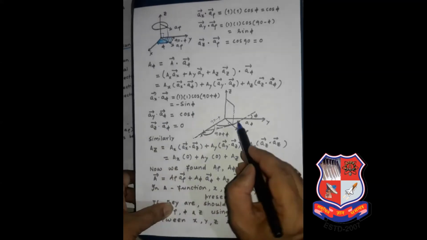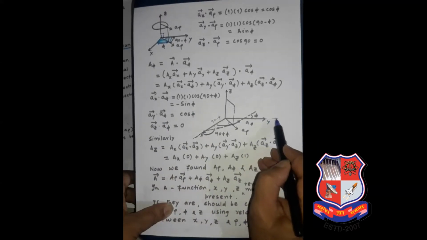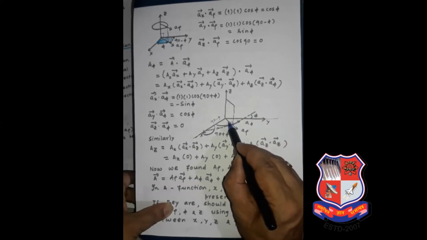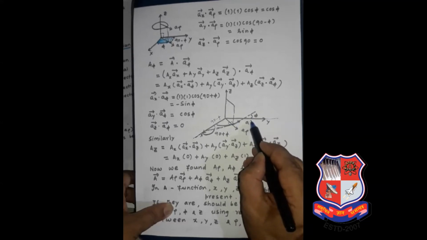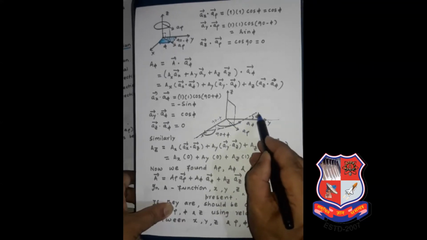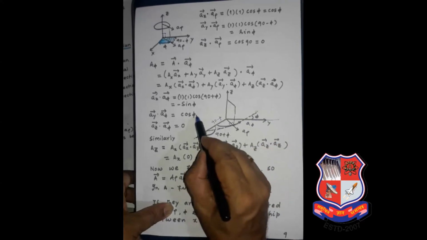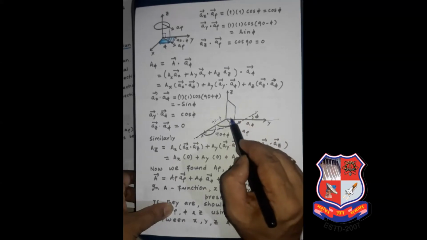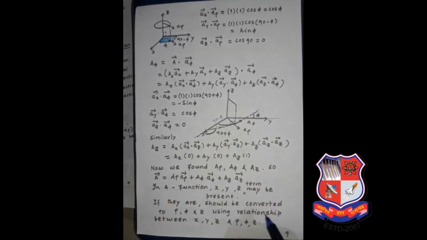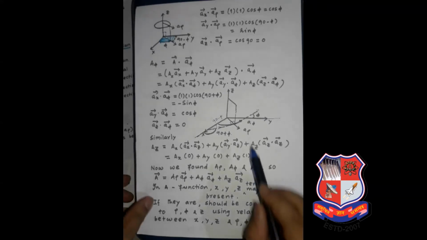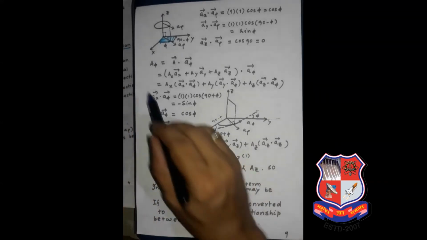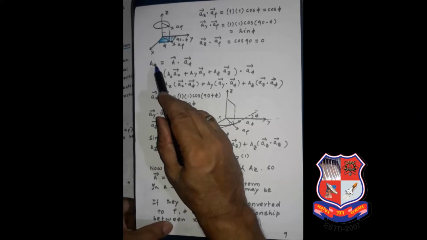Ay dot a phi: here you can see this is your y direction, this is your phi direction, and this angle is 90 degrees. This is 90 minus phi, this is phi, so this is the angle between ay and a phi. It is the angle phi, so the dot product will be cos phi. And again az dot a phi will give you 0, because we know that az and a phi are making 90 degrees, or they are mutually perpendicular to each other.